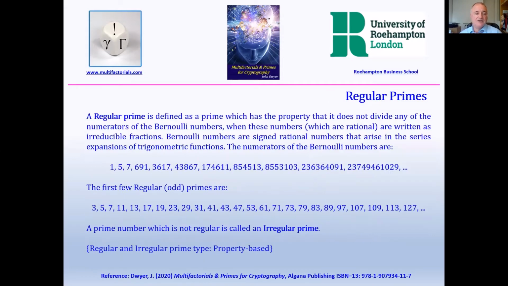Property-based. Regular primes are primes which happen to divide the numerators of the Bernoulli numbers. Now, it's not important how to derive the Bernoulli numbers. They are important in number theory, differential equations, and so on. But we know the numerators are 1, 5, 7, 6, 9, 1, and so on. And it turns out that the regular primes are 3, 5, 7, 11, 13, 17, etc. A prime number which is not regular is called an irregular prime. Makes sense? So the prime type for regular and irregular primes is property-based.